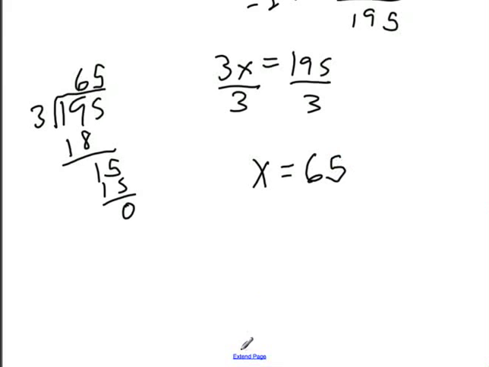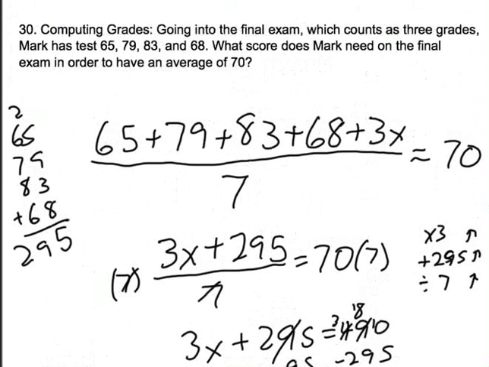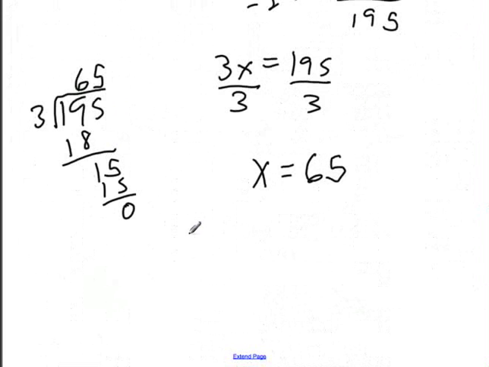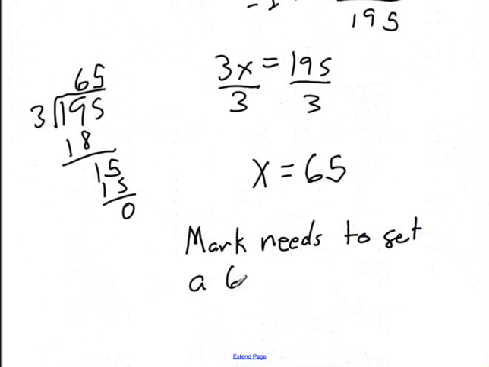Now, since this is a story problem, we want to make sure that everybody knows what we're talking about. We can't just say x equals 65 because I don't know what x is. So what we need to do is look back up at our story problem, and say that Mark needs to get a 65 on the last test.